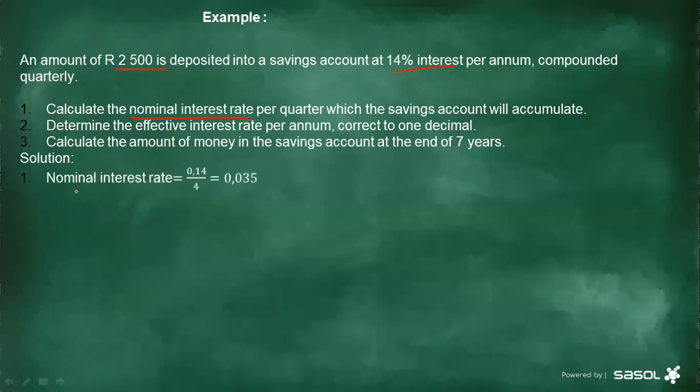First, for us to calculate the nominal interest rate, remember I said the interest, you then divide this with what? With 100, which is going to give us 0.14, because now they say it should be per quarter. Then quarter we said is 4, then we're going to use 4 there. We divide 0.14 with 4, then it's going to give us 0.035. This is the interest rate of nominal rate, right?